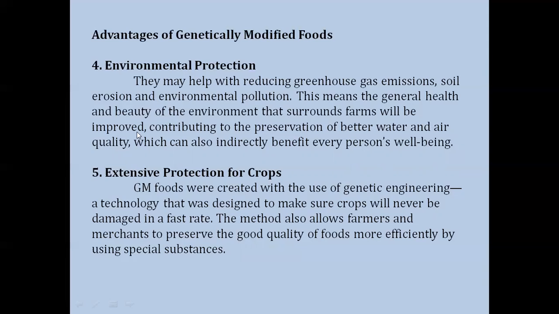Next is extensive protection for crops. GM fruits are also created with the use of genetic engineering and technology designed to make sure crops will not be damaged at a fast rate. The method also allows farmers and merchants to preserve good quality food more efficiently by using special substances. So extensive protection of crops is nothing but preserving your harvested crop for a longer time. That is another important advantage.